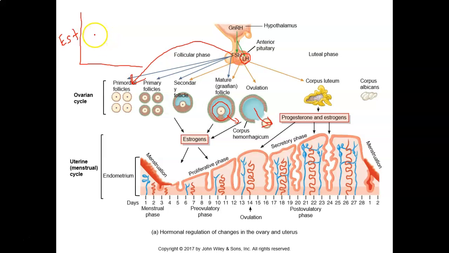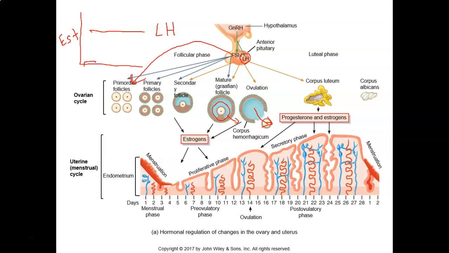I'm just going to draw a random line. Let's say this line here, that's the line that has to be reached in order for luteinizing hormone to be stimulated, to be released from the anterior pituitary. So here at the primordial follicles, let's say that's right here, estrogen levels are quite low. They're increasing a little bit.